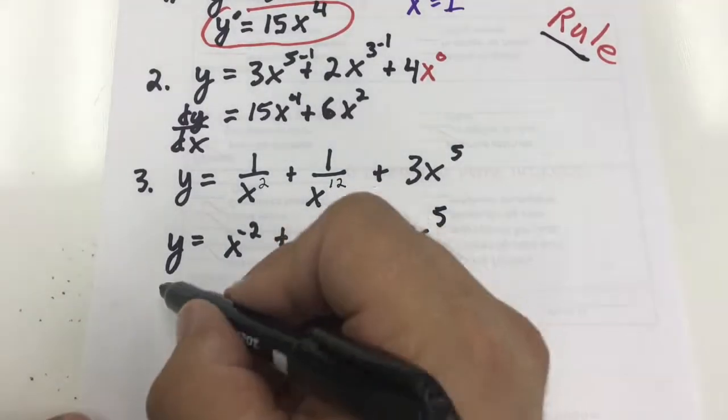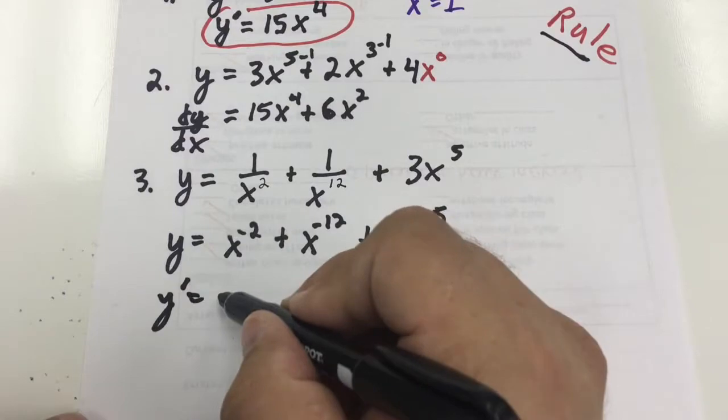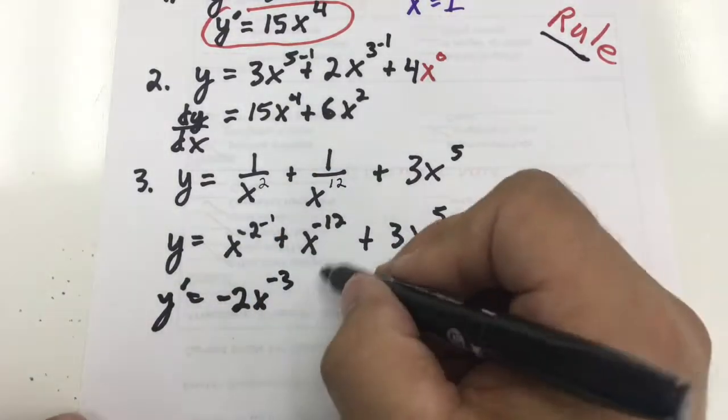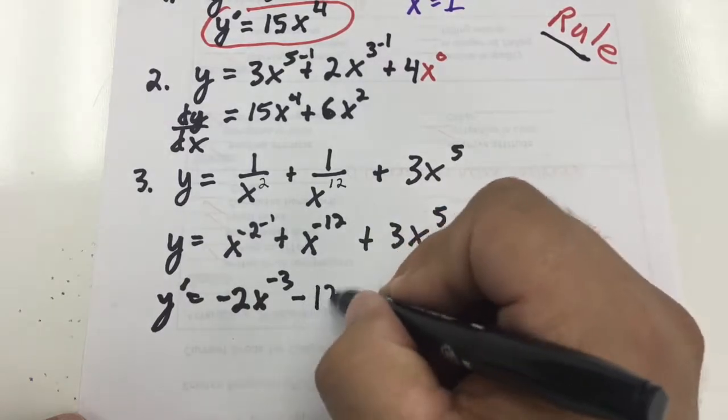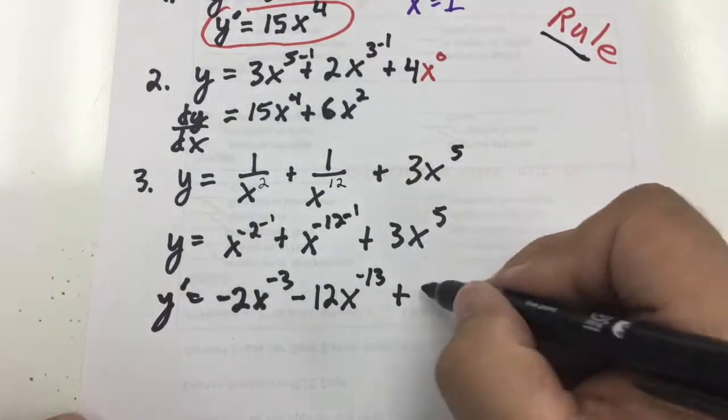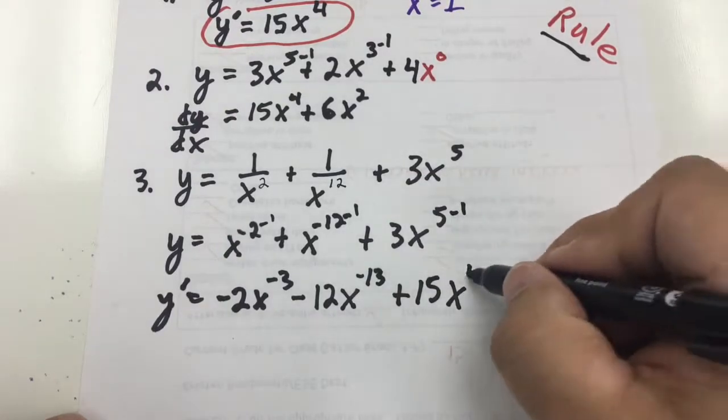It's not a fraction. So I'm going to say y prime equals negative 2x to the negative 3rd, because I have to subtract 1 from the exponent. Negative 12 times 1 is negative 12(x - 1) to the negative 13, plus 5 times 3 is 15(x - 1) to the 4th.